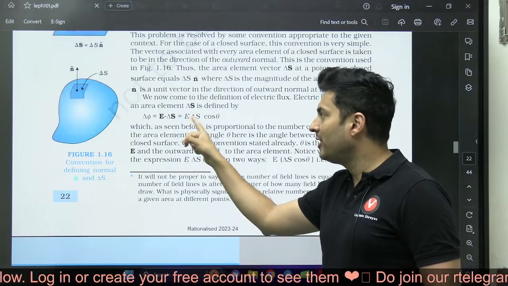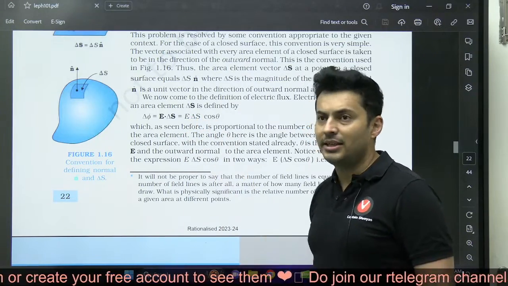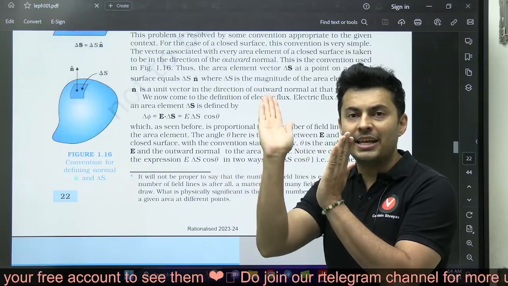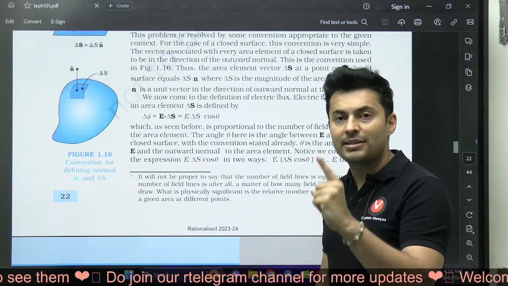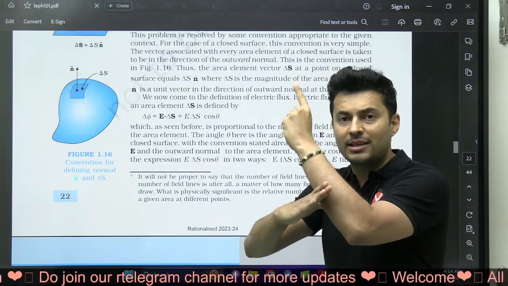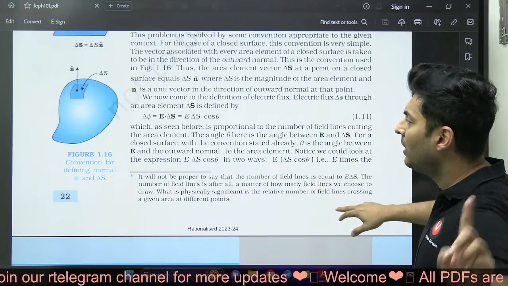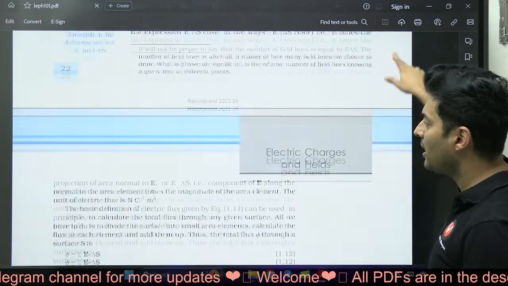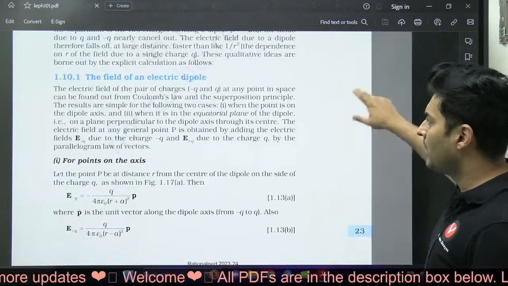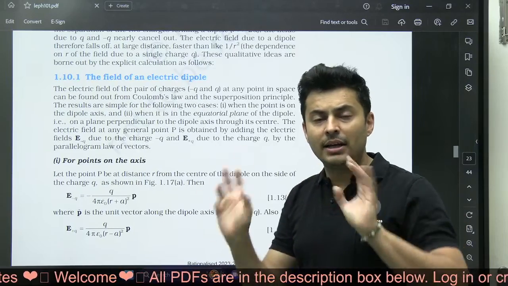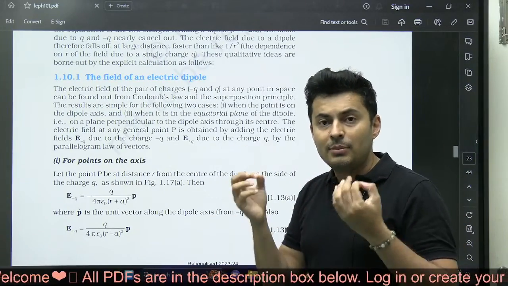Newton per coulomb is the field, into meter square, into cos theta. Theta is the angle between the area vector and the field vector. The area vector is the vector perpendicular to the surface area. It is E A cos theta, or E dot A vector. Both are fine, right?